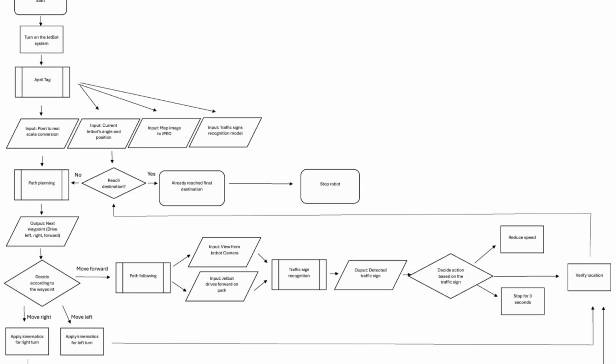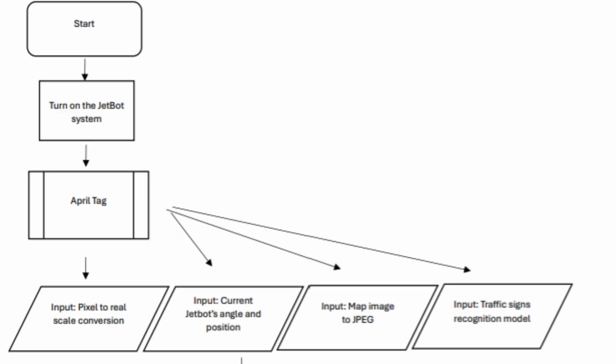I'm Naim Badru, and I'm going to go through the flowchart for our project. So how do we combine these objectives to navigate from point A to point B? Here is our system flowchart. First, we turn on the JetBot system and initiate our April tag and camera inputs. One of the 2 overhead camera bots takes a picture, which the JetBot uses to calculate its current coordinates and heading angle. Next, we input this data into our path planning algorithm to map the shortest route to our destination.